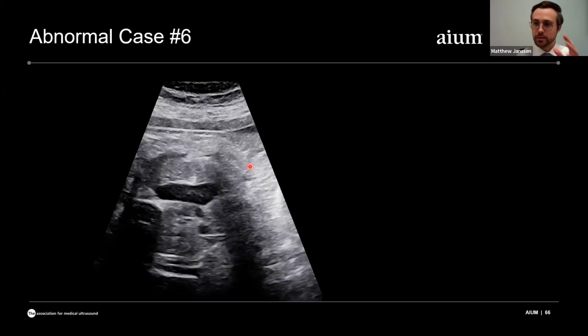And I really want you to keep that pattern recognition from that last case in mind when we look at this last one here.